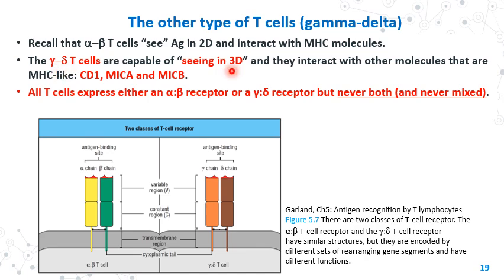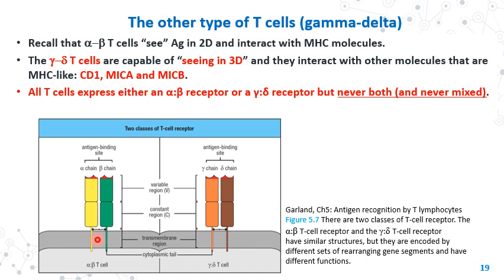Remember, gamma delta is going to see in 3D, and they're going to interact with other molecules like CD1, and these other two molecules, we haven't seen them before, MIC-A and MIC-B. The alpha beta T cell receptor has to see things presented stretched out on an MHC molecule. So that's 2D. These guys here, they see 3D. They see things in their regular, non-denatured state.